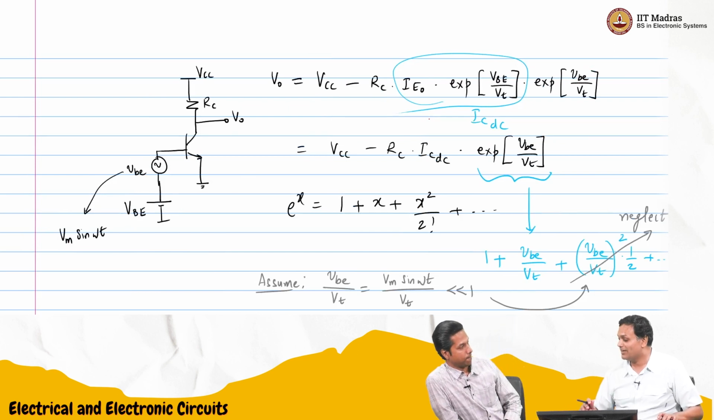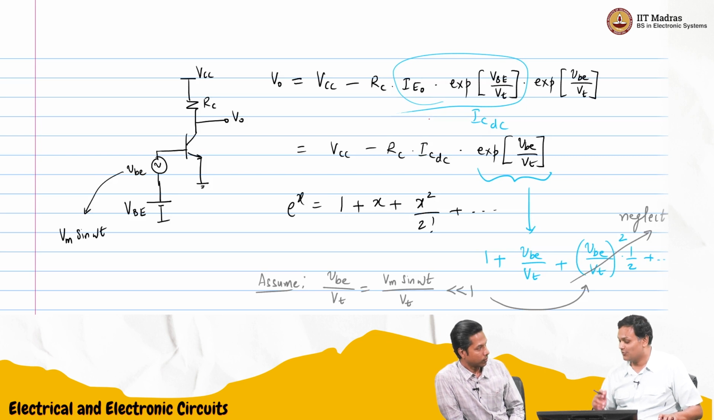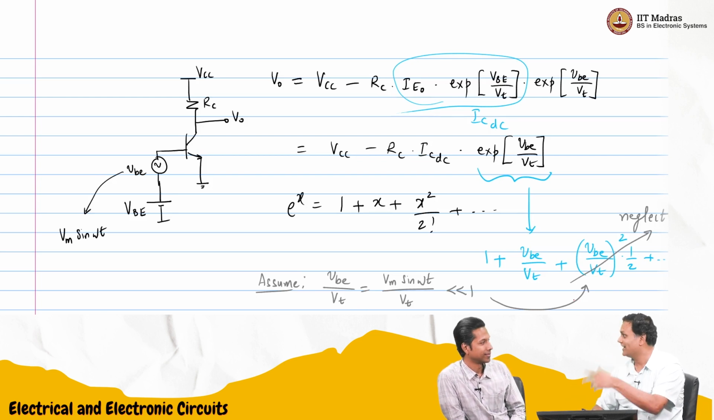So what will happen is, if you give Vm sin omega t, you will get sin omega t, sin square omega t, sin cube omega t. And now that sin squared will give second harmonic, third harmonic, all of that. Correct. So you normally don't want to do that.